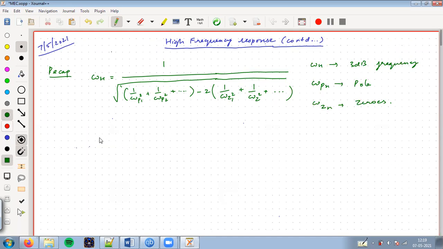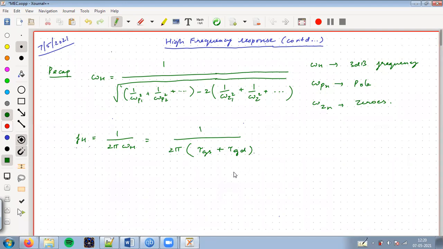In the last class we also saw a problem where we calculated fh as 1 by 2 pi omega h. It is the same as 1 by 2 pi into. We solved a problem for an amplifier. We calculated two total time constants, one is tau gs and one is tau gd.